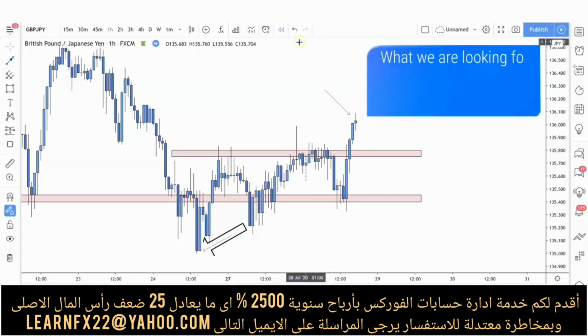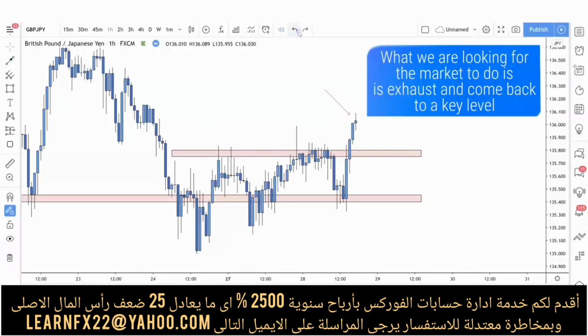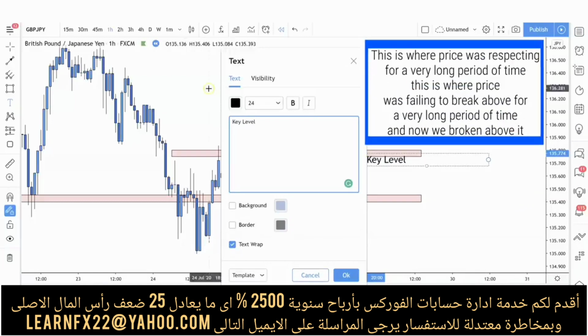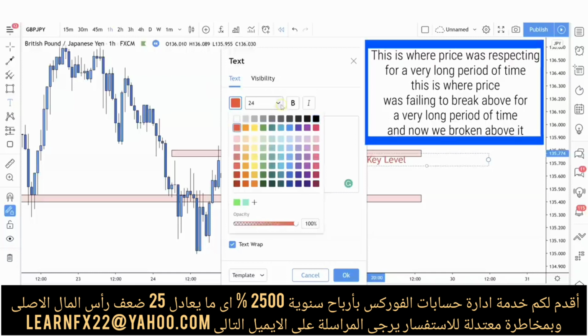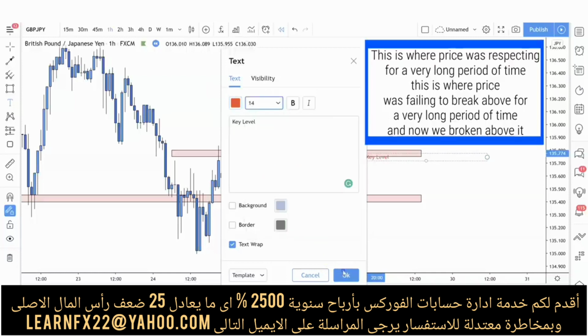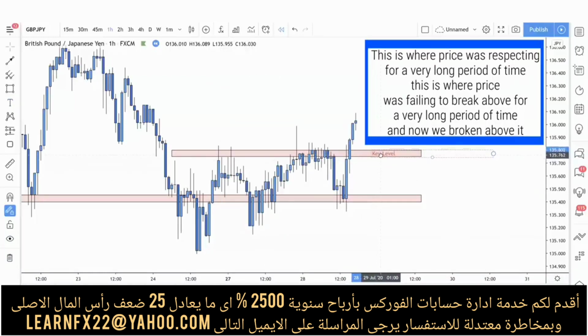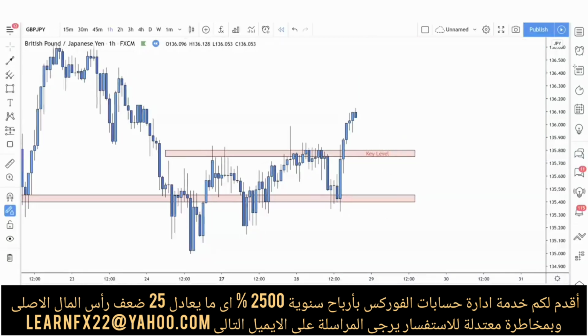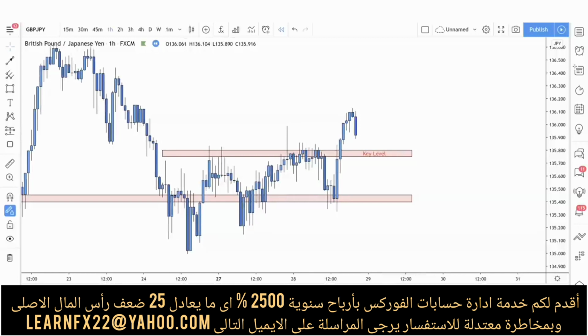What we're looking for the market to do is exhaust and come back to a key level. So where is our key level? It's right here. Our key level is right here. We know this is our key level because this is where price was respecting for a very long period of time. This is where price was failing to break above for a very long period of time, and now we've broken above it. So what we want to see the market do is just come back to this level, and we are just patiently going to wait.